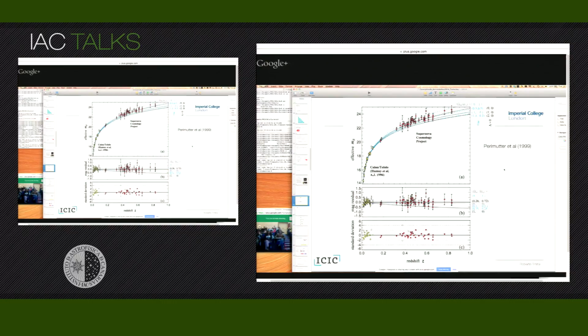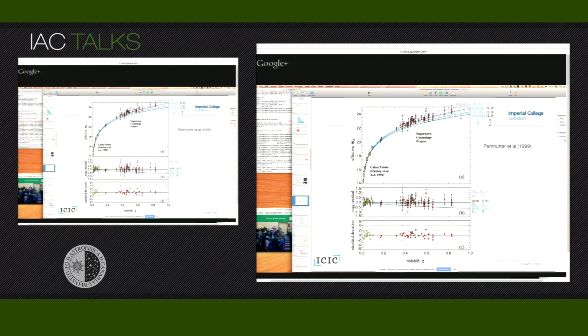This is the plot from Perlmutter et al. 1999. What you see here is the V-band magnitude of those objects. You can think of this as distance modulus, effectively, as a function of redshift. You can see there's a bunch of supernovae at small redshift, and then there is the outcome of the Supernova Cosmology Project observation, where they were able to get 20 or so objects at high redshift, 0.4 to 0.7.